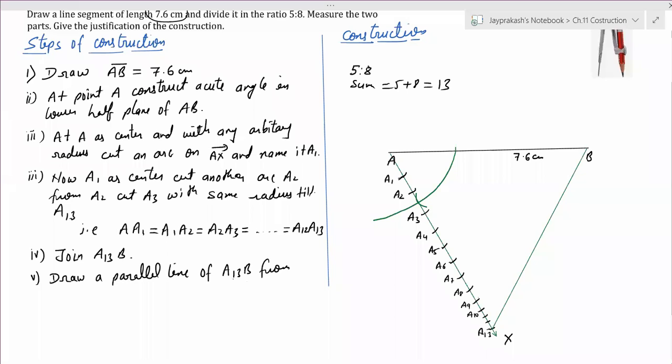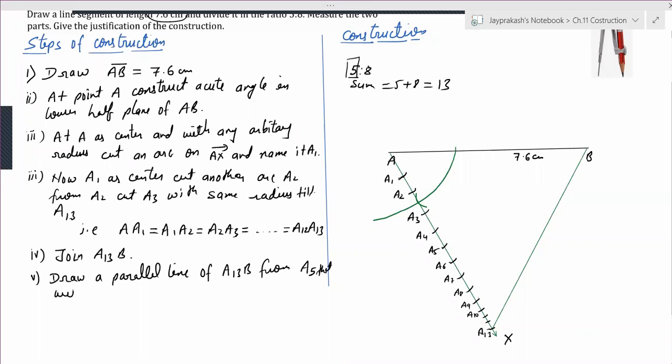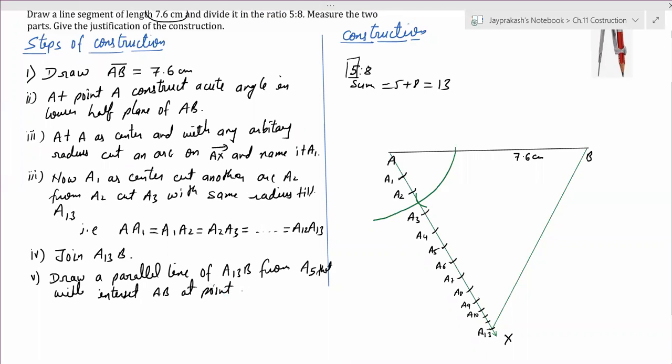Draw a parallel line to A13B from the first ratio, which is 5. So from A5, that will intersect AB at point M.